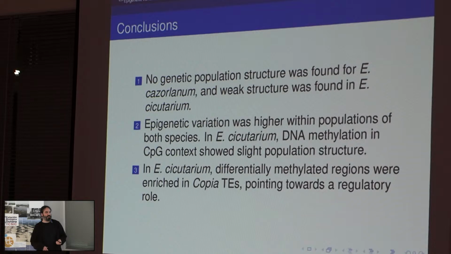So just some conclusions about this first line. We found no population structure in Sierra de Cazorla and weak structure in Erodium cicutarium. The epigenetic variation was higher within populations.